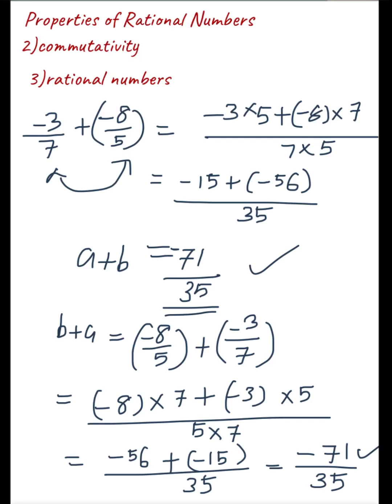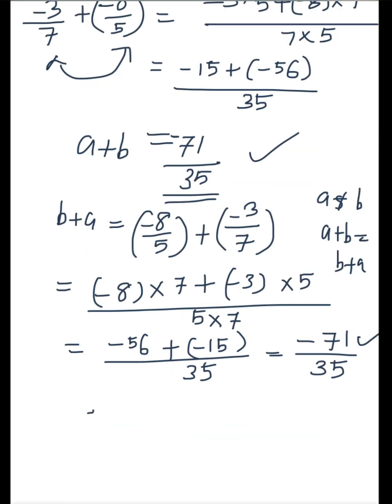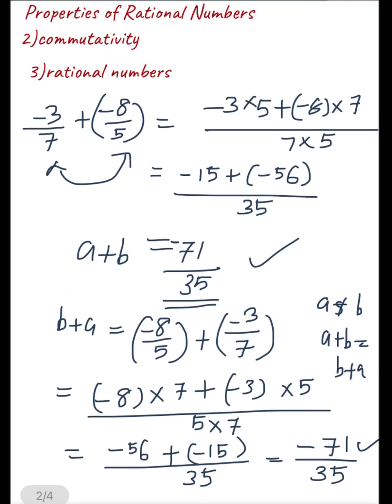That means A plus B is equal to B plus A, or you can say addition is commutative for rational numbers. For any two rational numbers A and B, A plus B is equal to B plus A. Understood this? Now let's see what is the case with subtraction.